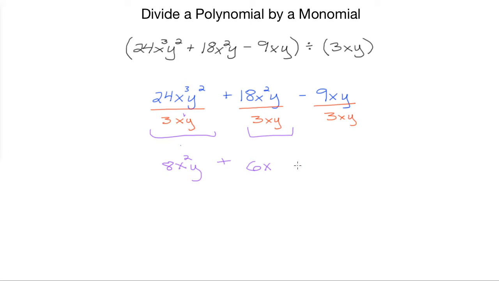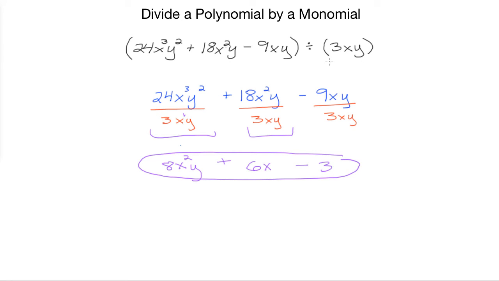And finally, we got minus 9 divided by 3 is 3. x divided by x is 1. y divided by y is 1. So I just end up with 3 for the last term. And there we go. We have successfully divided out our trinomial by the monomial.